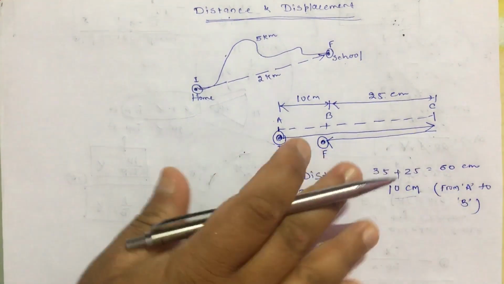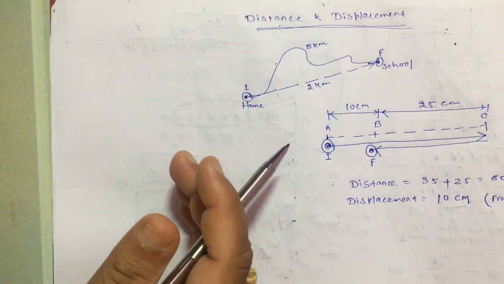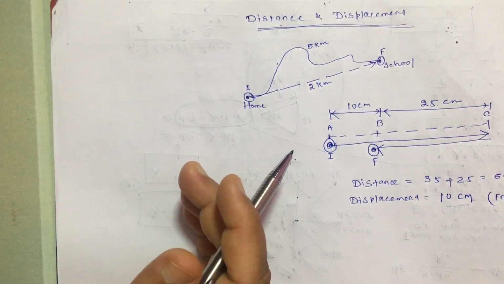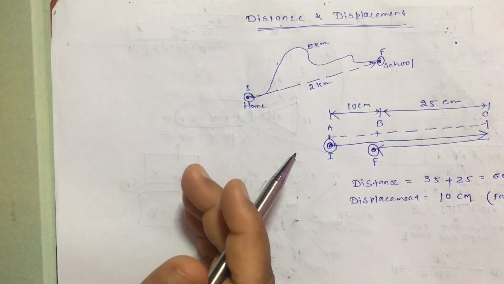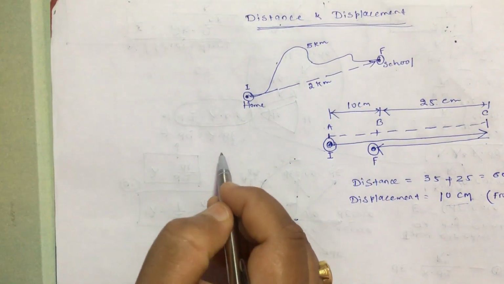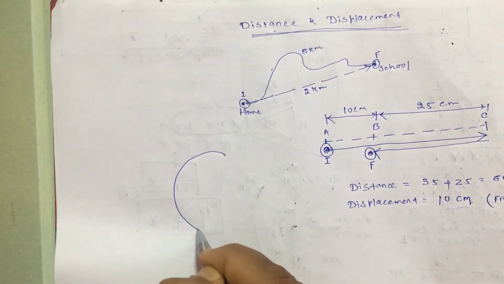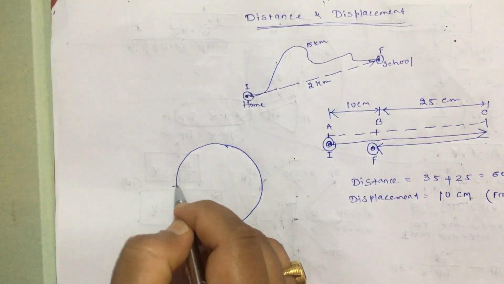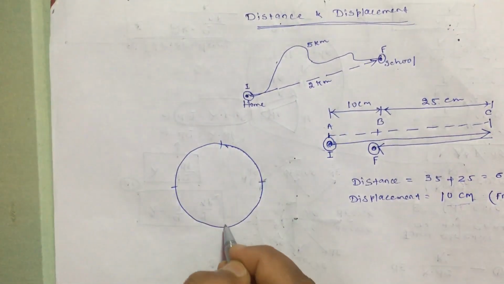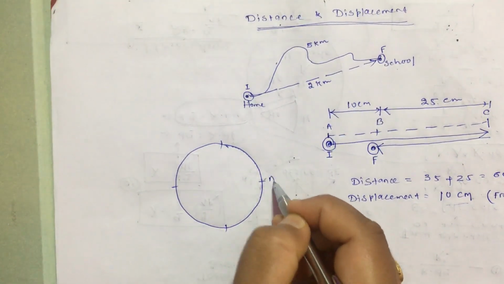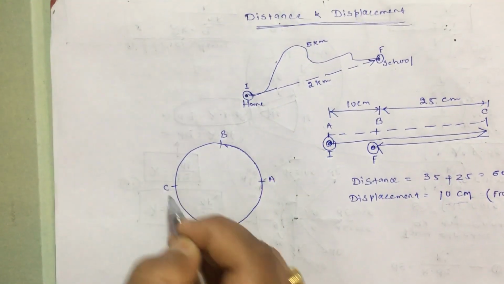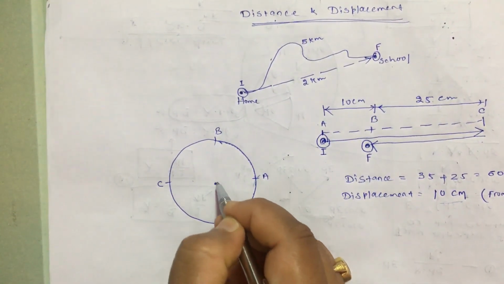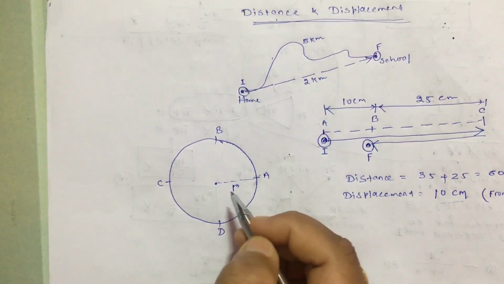Okay. Let us take one more example, which question I will give you in the screenshot in the description part. So the question is like this. There is a circular path here. You can see this question from the screenshot given in the description part. There are 4 points mentioned here: A, B, C and D. The radius of this circle is given as R.